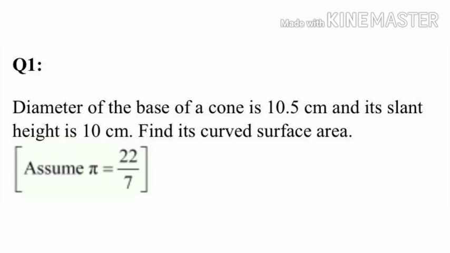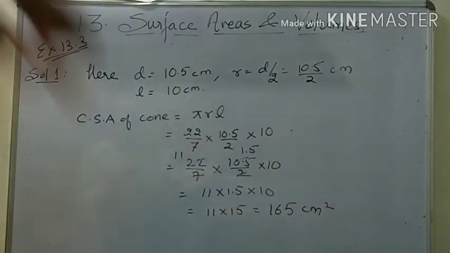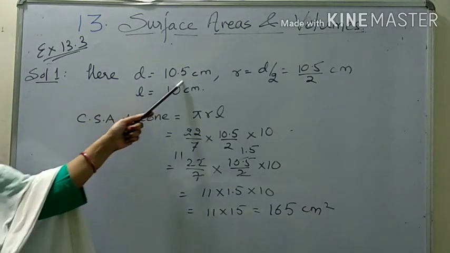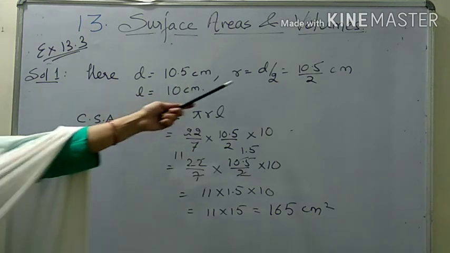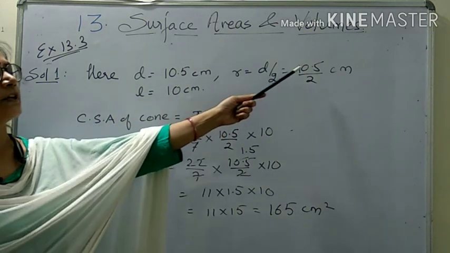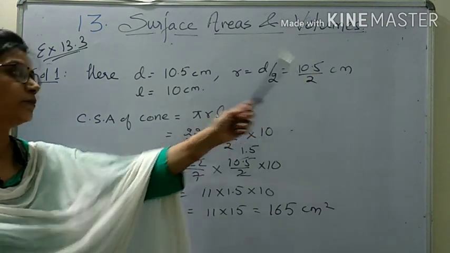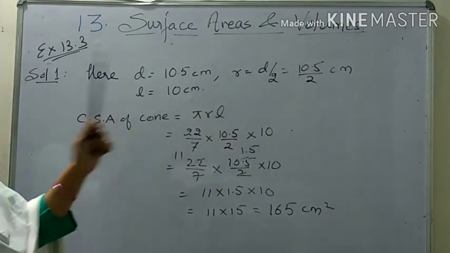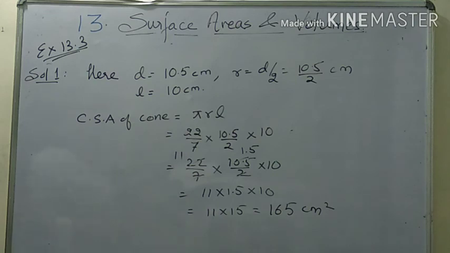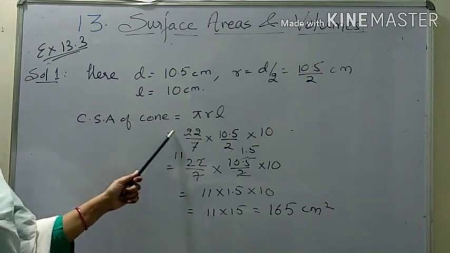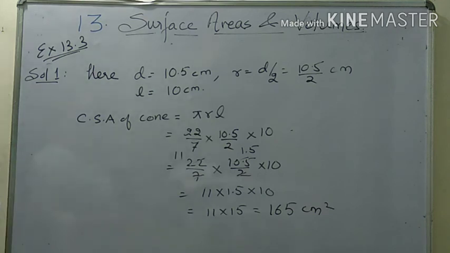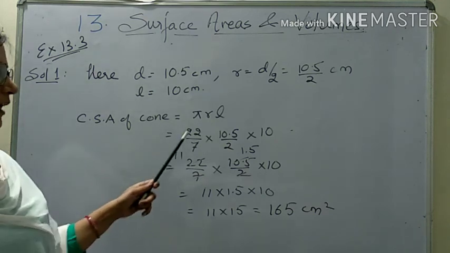Question number 1. Diameter of the base of a cone is 10.5 cm and its slant height is 10 cm. Find its curved surface area. Here in question number 1, radius is equal to d by 2, so it will be 10.5 upon 2 centimeter. Slant height is equal to 10 centimeter. And what do we have to calculate? We have to calculate the CSA of a cone. What is the CSA of a cone? It is pi r L.